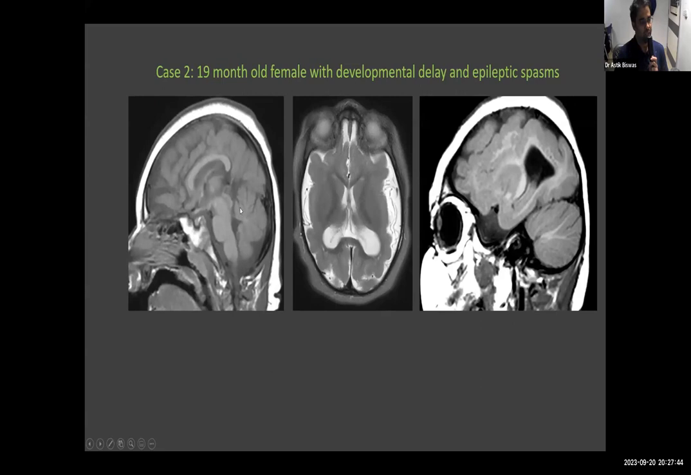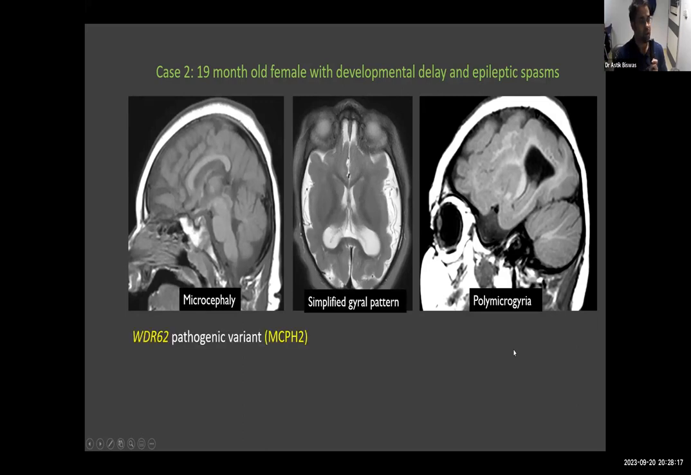Case 2. Here again, we have sagittal T1, axial T2, and sagittal T1 weighted images. We see again microcephaly, the corpus callosum is quite dysmorphic, and again the folding pattern is very simplistic. And then there is a lot more going on here, which we can appreciate better on the sagittal T1 weighted images. The cortex is very irregular, with a stippled appearance. So there is microcephaly, simplified gyral pattern, and polymicrogyria in this case. In this particular instance, it was a WDR62 pathogenic variant, which is the second most common gene involved.